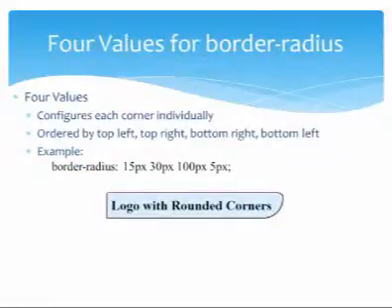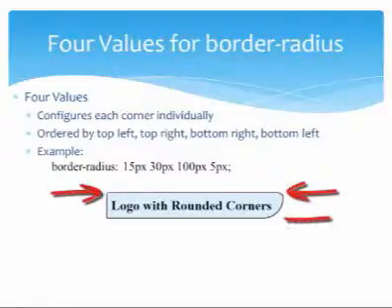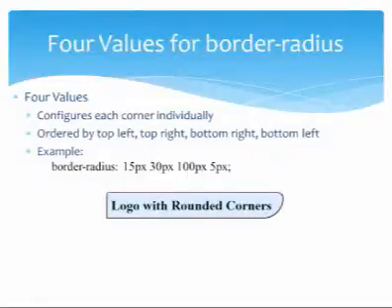If you code 4 values, you can set the radius value for each corner. The order is top left, top right, bottom right, bottom left. Here's an example with border radius set to 15 pixels for the top left corner, 30 pixels for the top right corner, 100 pixels for the bottom right corner, and 5 pixels for the bottom left corner.